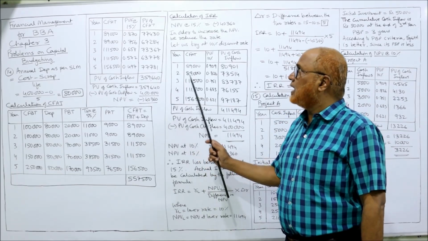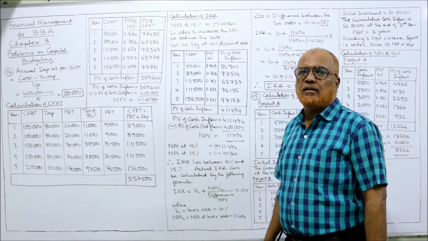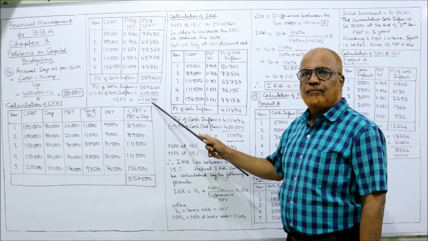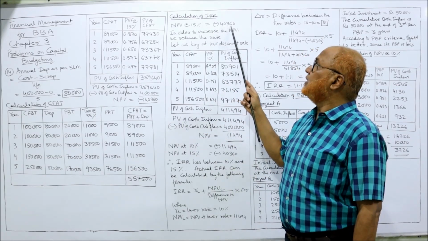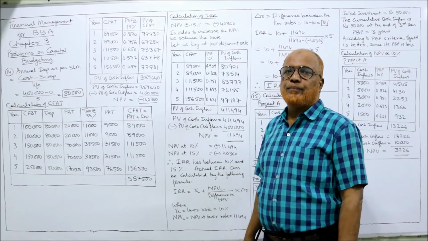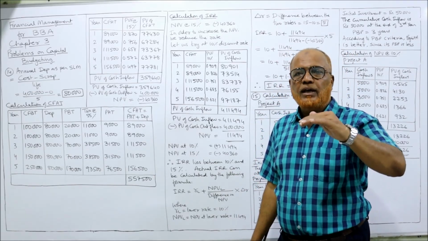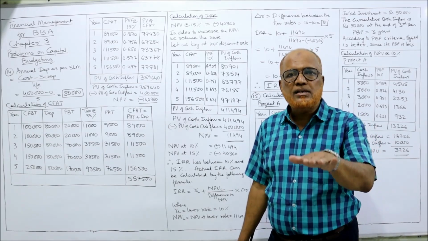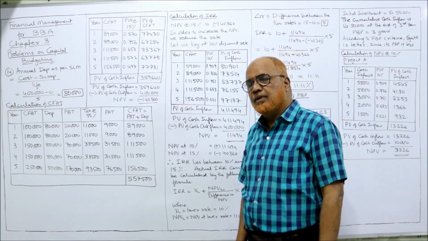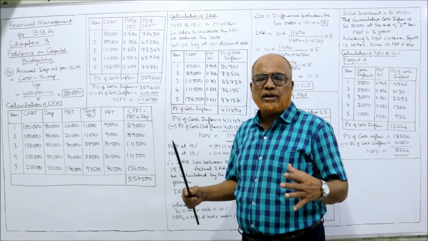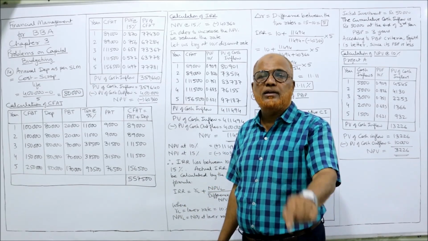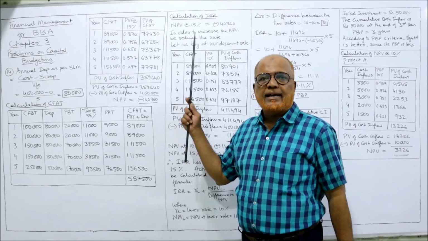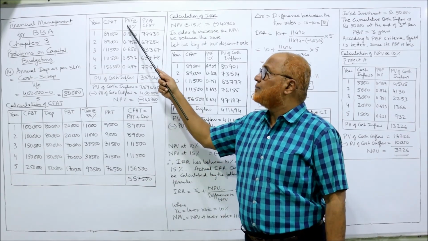Now we have to calculate the IRR. First of all, NPV at 15% we got negative 40,360. If you want to increase the NPV to positive, you have to decrease the rate. Remember this point. Whenever I say an important point, you just note it down. That is very important. So here NPV is negative. At what discount rate?